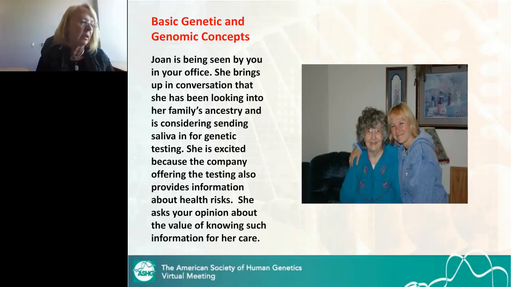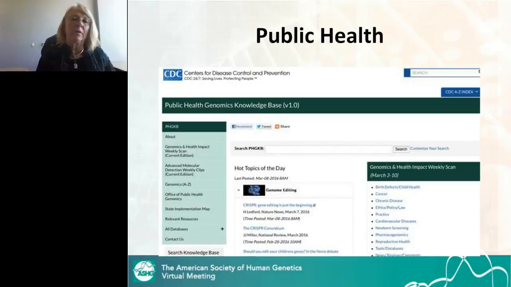And there are several resources identified in this toolkit that provide basic genetic and genomic information that may be useful in answering their questions. So for example, the Centers for Disease Control and Prevention has a wonderful website that talks about information on genomic discoveries with population health benefits. And as you can see from this slide, if you go to the CDC site, there are materials about hot topics of the day. And also on the right-hand side, there's information about an impact weekly scan. You can actually look at that scan and determine if the information is of interest to you and click on those for more information about that specific topic.